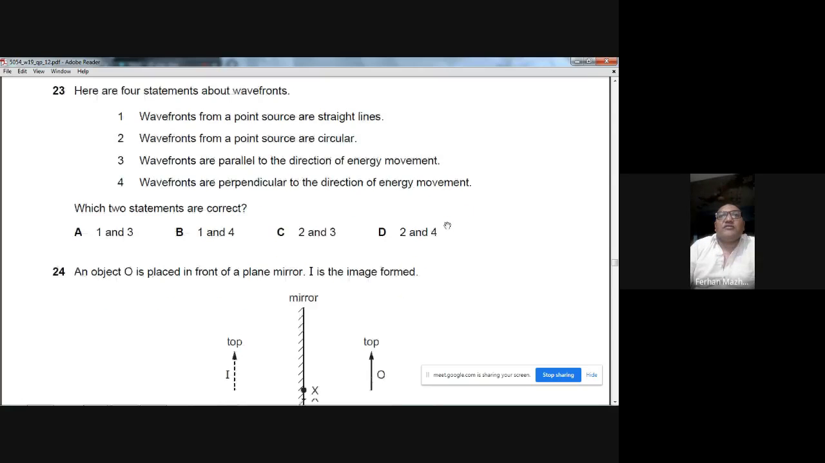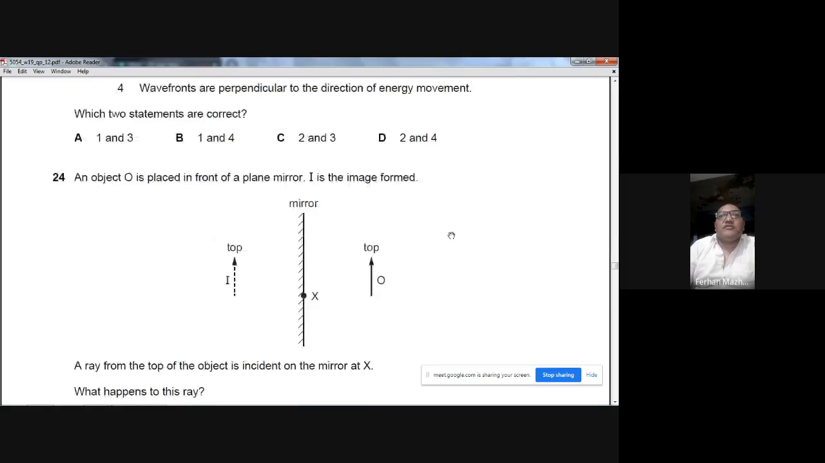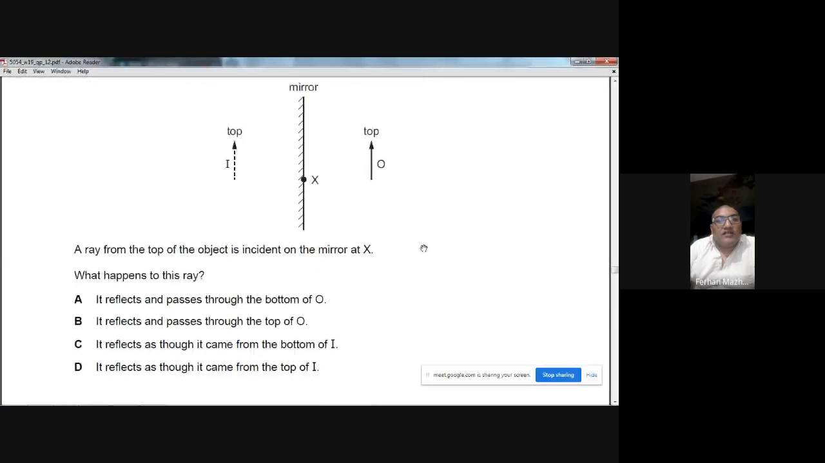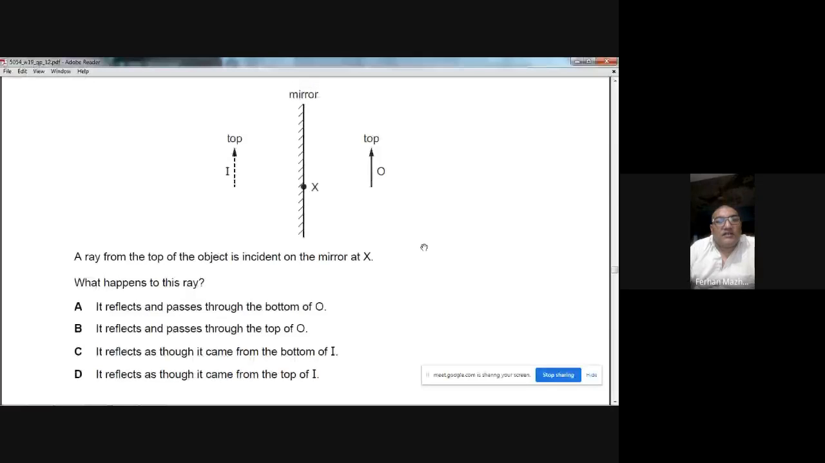Question number 24 on your screen. An object. Okay, yeah, it's clear. It's not clear.